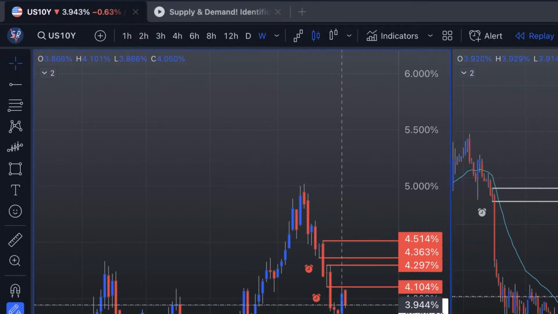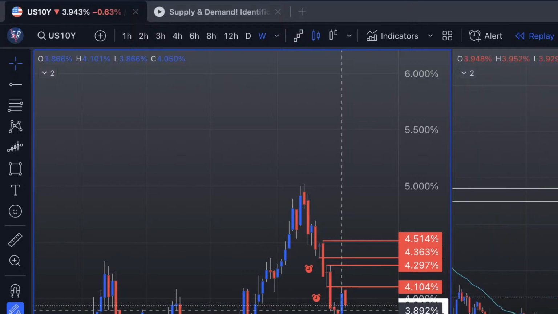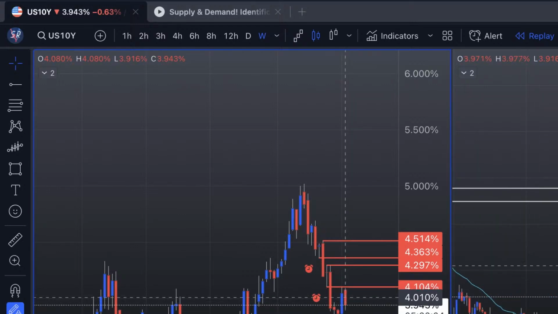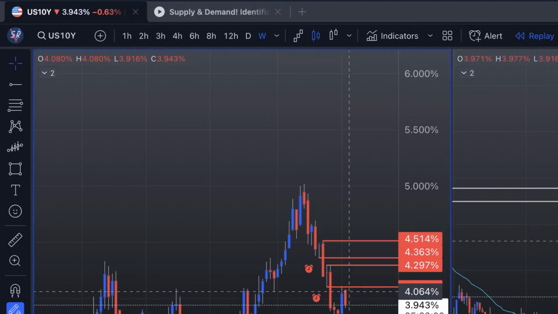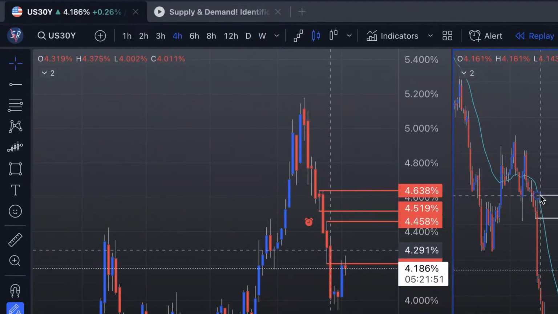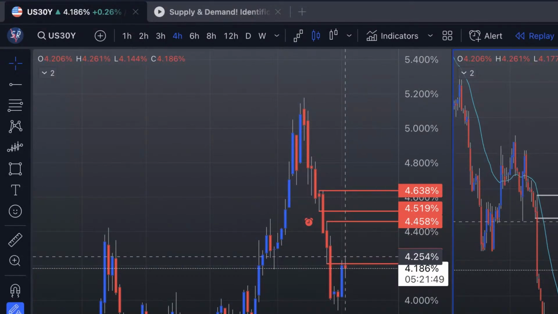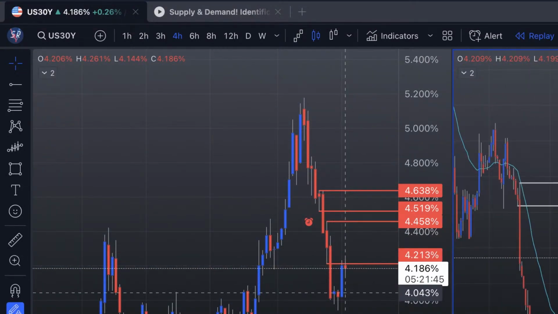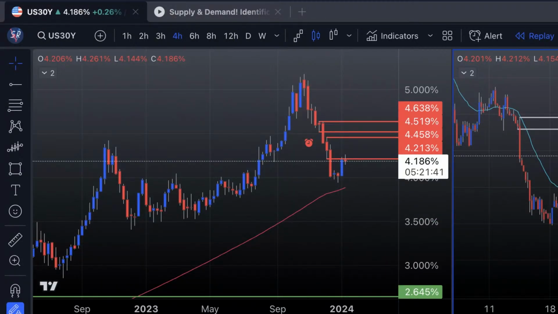Anyway, demand down here on bonds. You've got supply up here, so if this demand gets broken, we'll expect this supply to hold if price were to return back up there, 30 and 10 year. This was a nice supply level up here, and you can see bonds came right in and came right out. I don't trade bonds. We're getting to the stuff I trade soon. We are getting there.